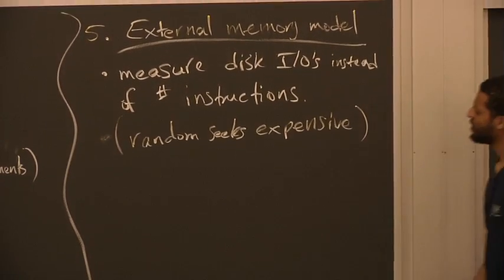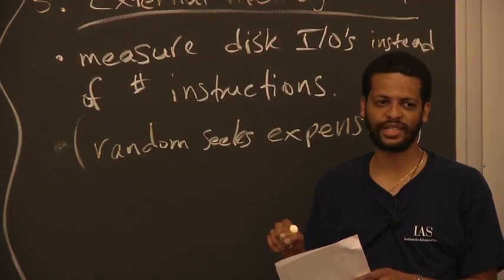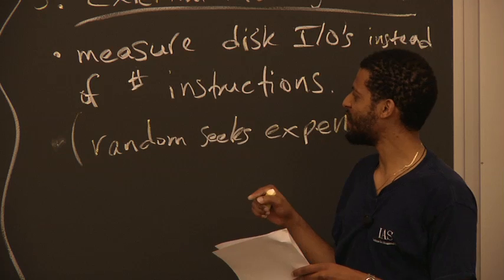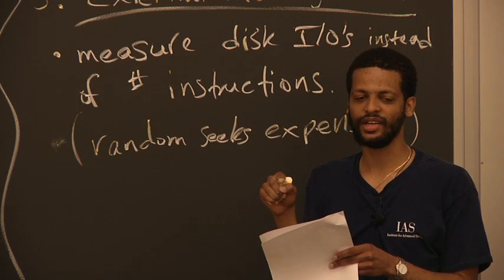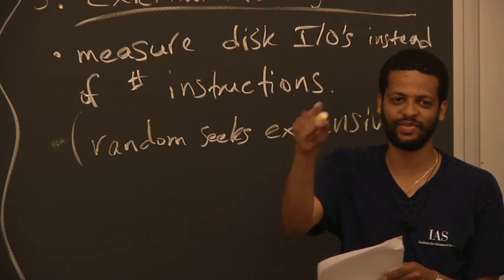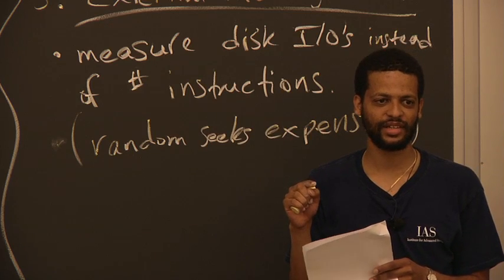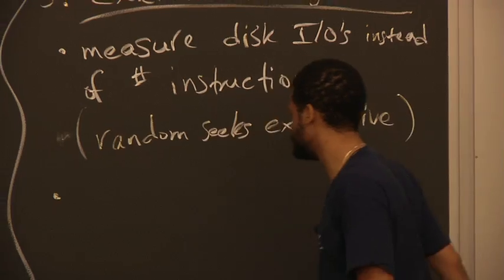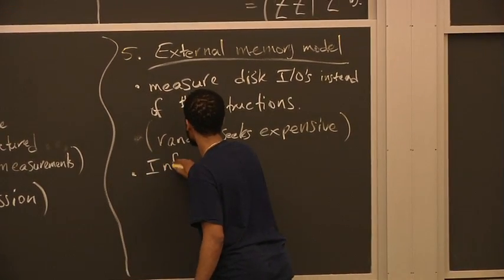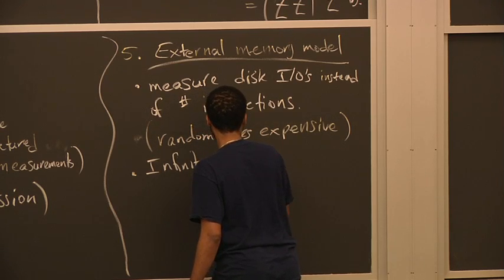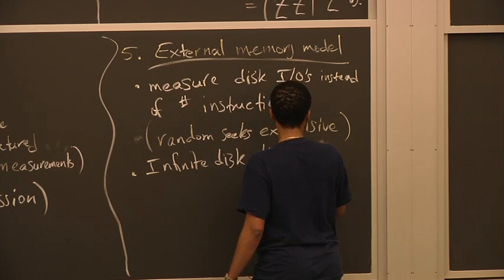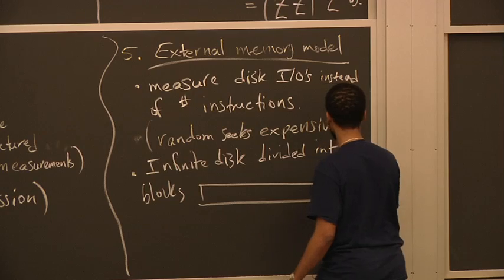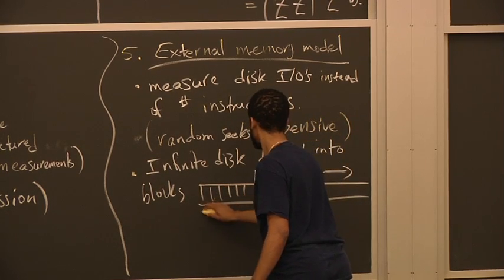And the idea here is seeking to a random location on disk takes time. But once the head is already there reading, if I spent some milliseconds seeking to a random position, I might as well spend another millisecond or so reading the next few locations sequentially after that location, right? Basically to amortize against the random seek cost. So the model here is I have an infinite disk divided into blocks. Just think of a tape that goes on forever. Blocks of size B.